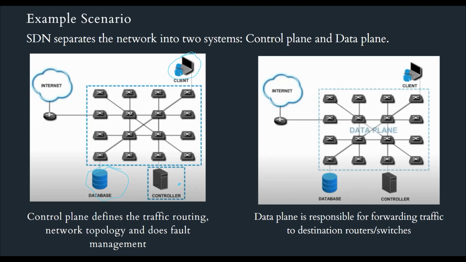In that case, the controller will first understand the topology of the network. The controller will be responsible for the routing of the traffic, understanding the network topology, and if there's a fault in the system, correcting that fault. Then the data plane will be responsible for forwarding of the traffic to the destination routers. That's all. The data plane will only forward data. The decisions made by the controller will be given to all the routers, and routers will behave according to the decisions.